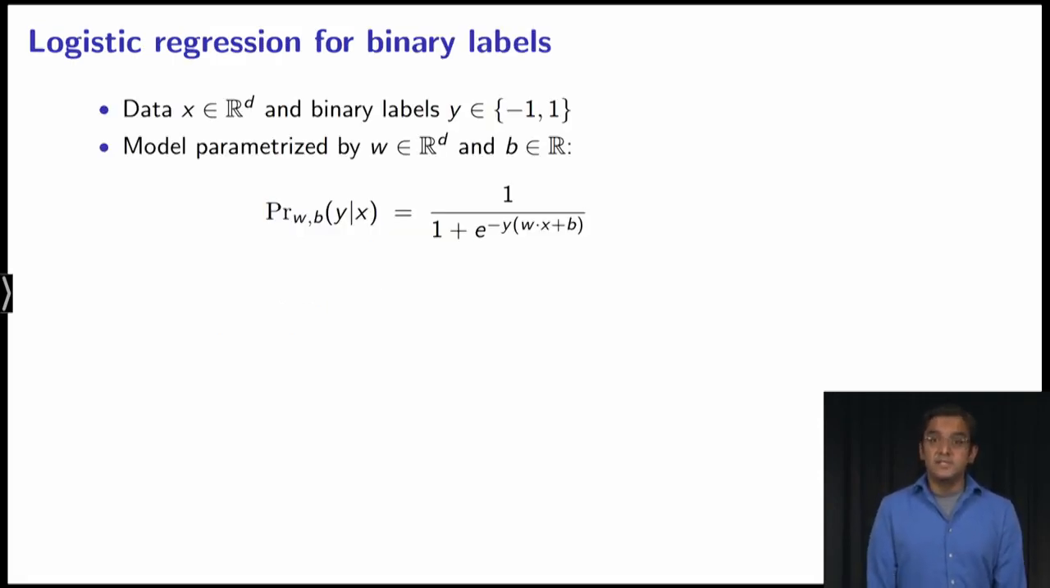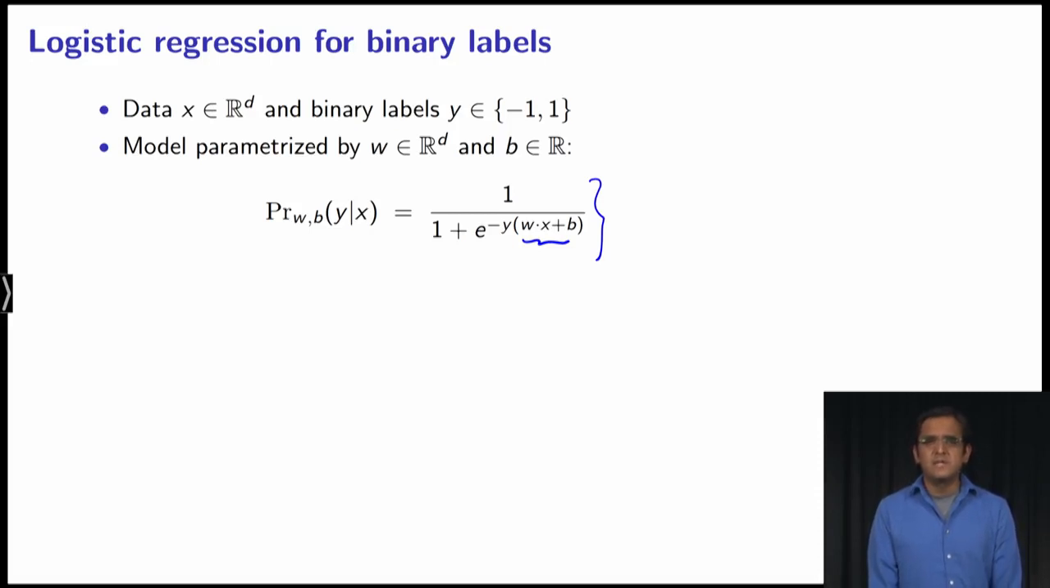So here again is the logistic regression model. We were looking at the case of binary labels, where y can only take on two possible values, -1 and +1. The data points x lie in, say, d-dimensional space. And for any given point x, the probability of y, where y is either -1 or +1, is given by this formula over here. We first compute a linear function of x, w dot x plus b, and then we take 1 over 1 plus e to the minus y times that linear function. This is the logistic regression model, and it has two parameters, w and b, that we need to set.